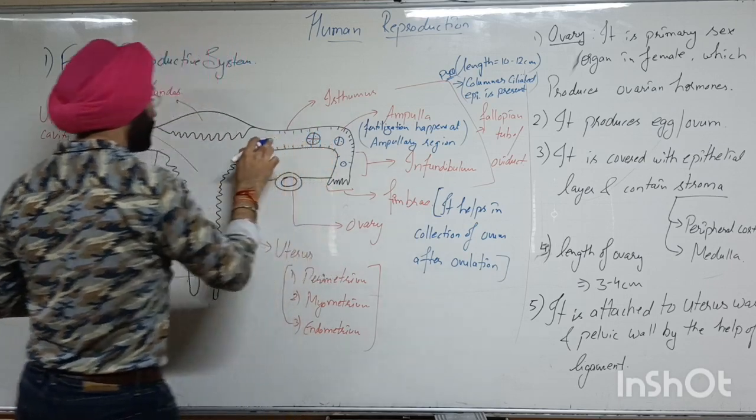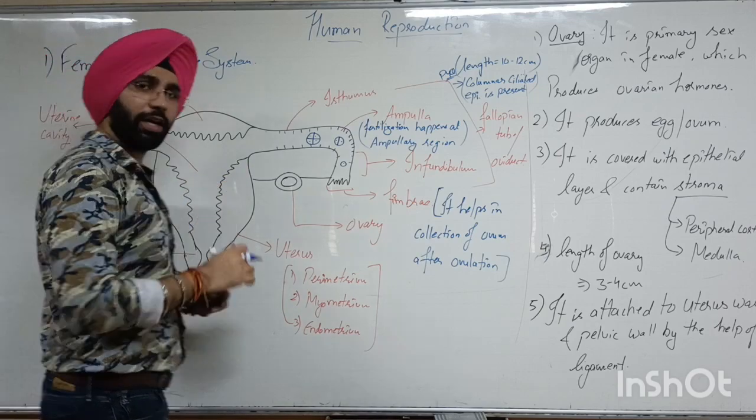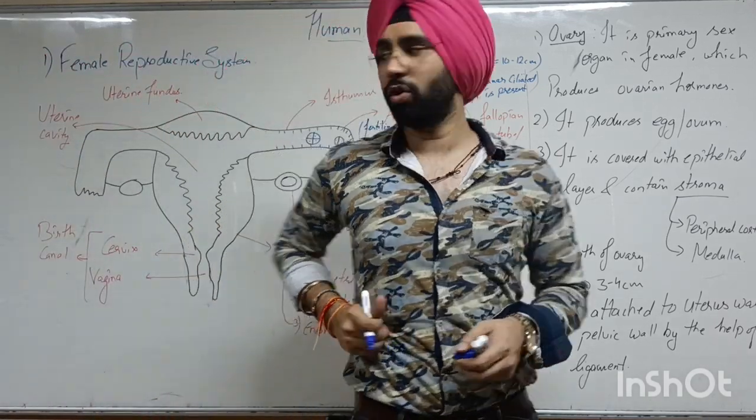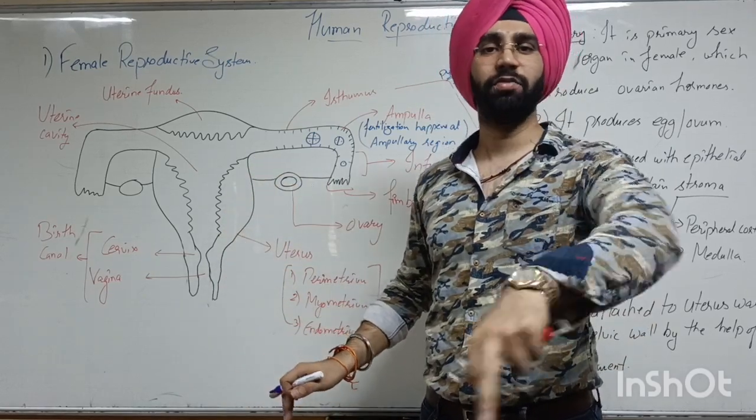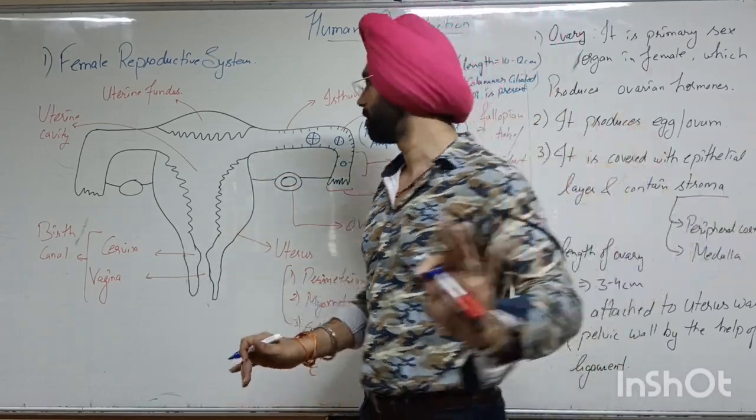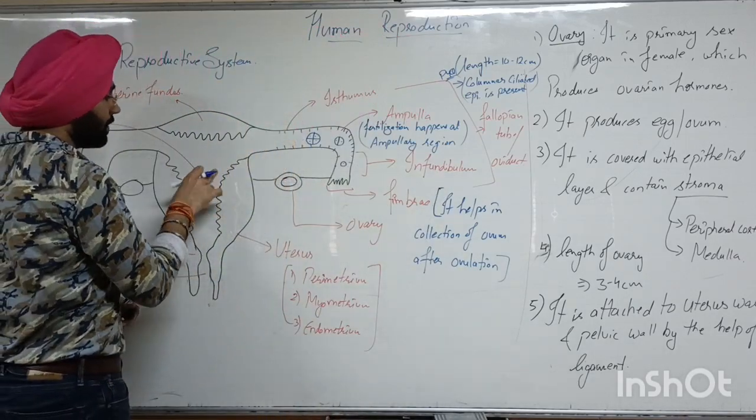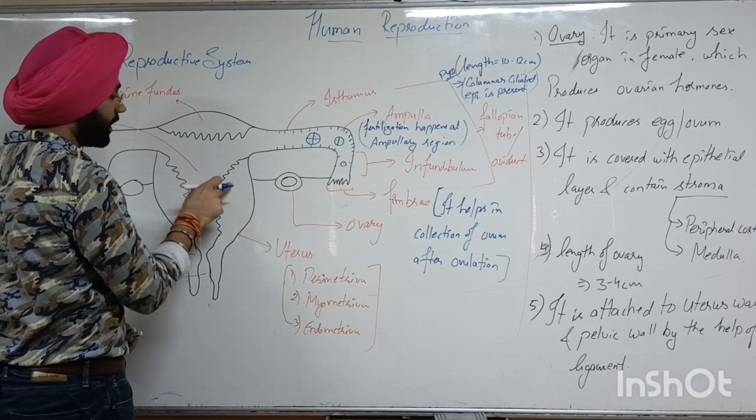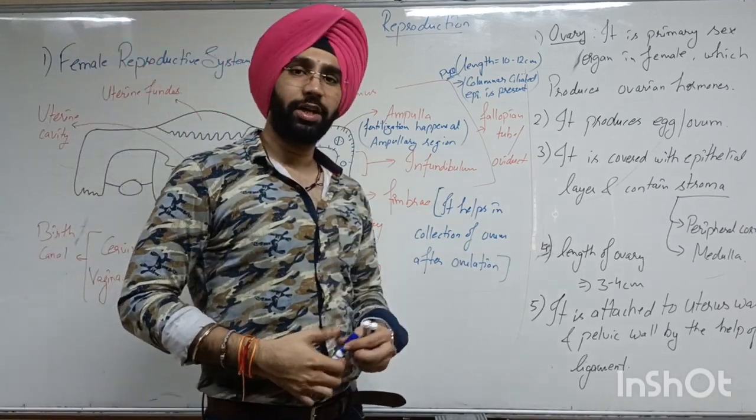The blastocyst will come over here and attach to the intrauterine wall. That process is known as implantation, which I have already discussed in the previous lecture. So after that the blastocyst comes and attaches to the wall of the uterus, and that process is implantation.